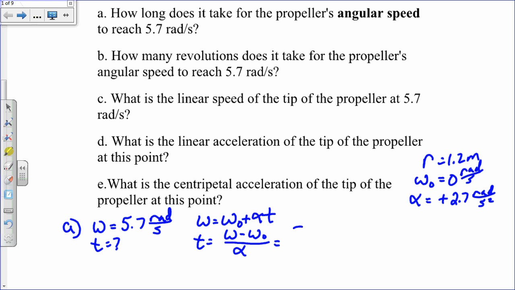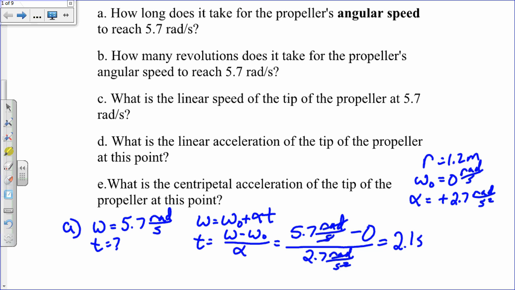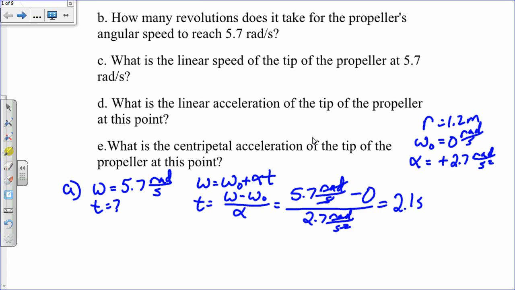That's 5.7 divided by alpha, which is 2.7. Check my units. That cancels. I'm left with the seconds in the numerator, which is what I want for time, and I get a time of 2.1 seconds. Alright, now part B, how many revolutions does it take for the propeller's angular speed to reach this 5.7 radians per second?